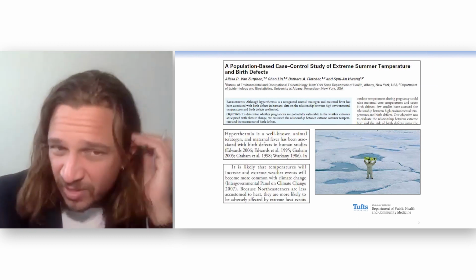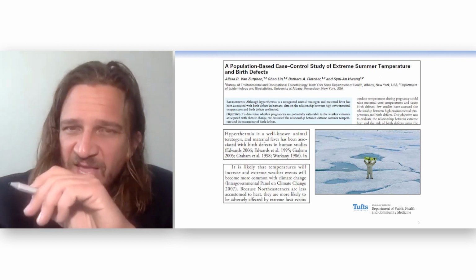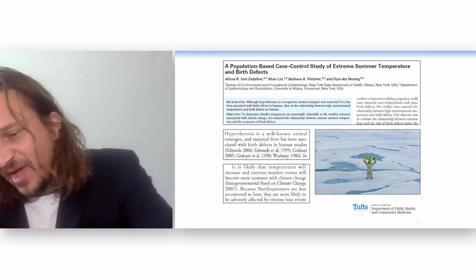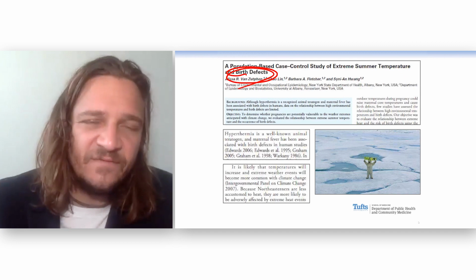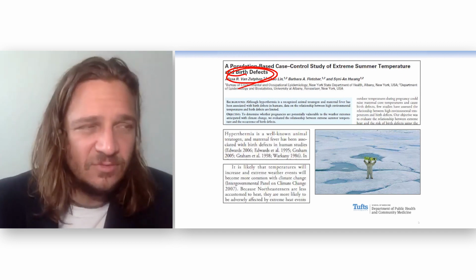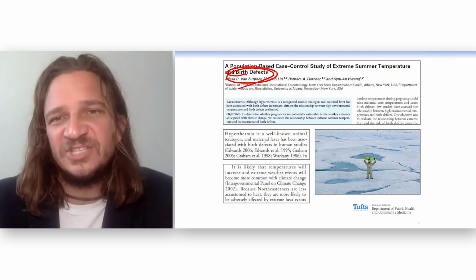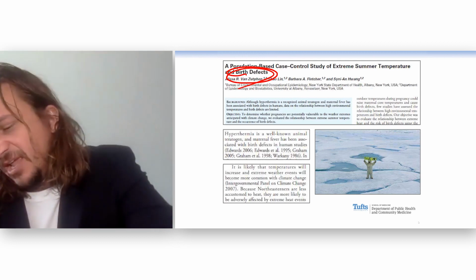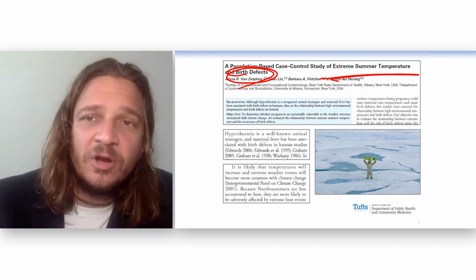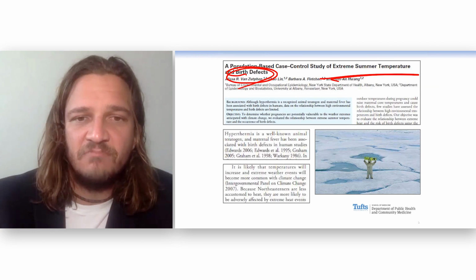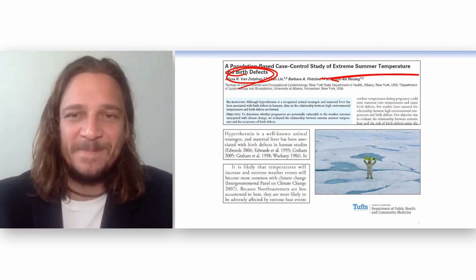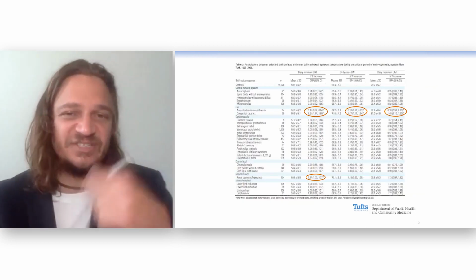So here's a study by Shaolin and others. Extreme summer temperature and birth defects. So it's a study of kids with a condition compared to kids without, and they look to see, is extreme summer temperature a risk factor? And they tested. I find these examples.